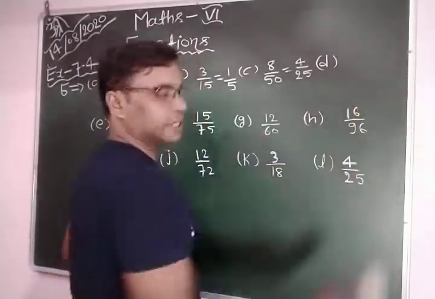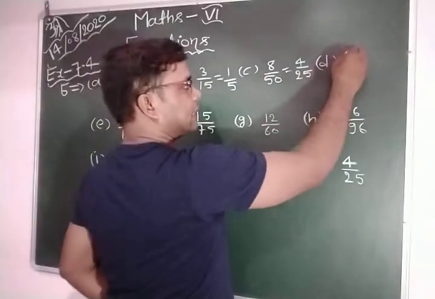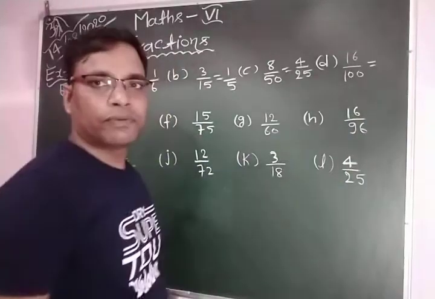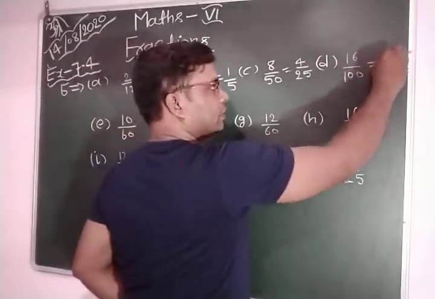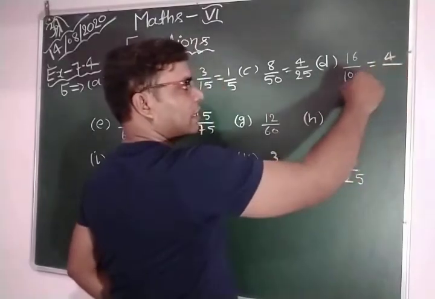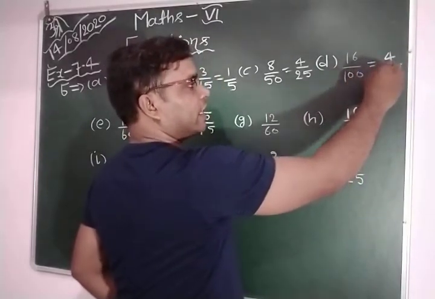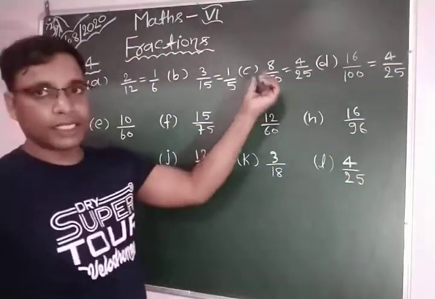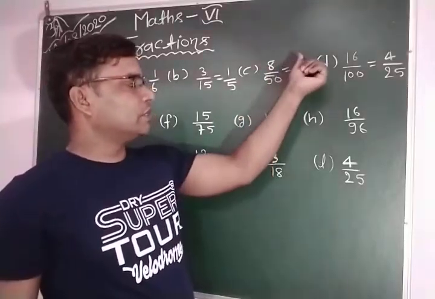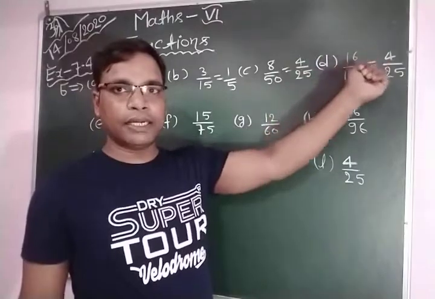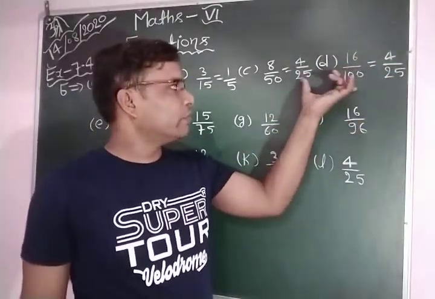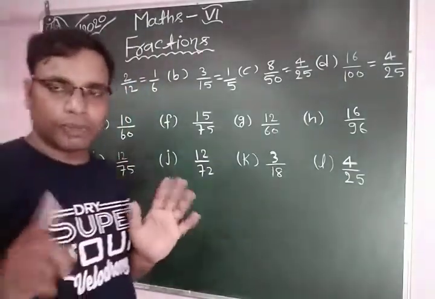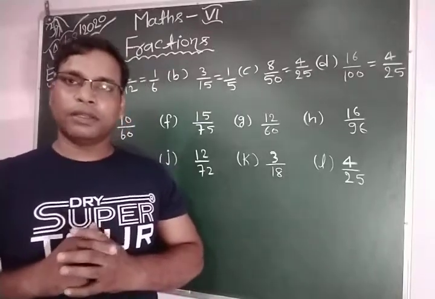Now again, this is 16 by 100. This is part D of question number 6, 16 by 100. If you simplify it, we obtain 4 by 25, because 4 fours are 16 and 25 fours are 100. So you can see here 8 by 50 is equal to 4 by 25, and 16 by 100 is equal to 4 by 25. Both fractions are in the same group. Similarly, we simplify all the given fractions and group them according to their equivalent fractions.